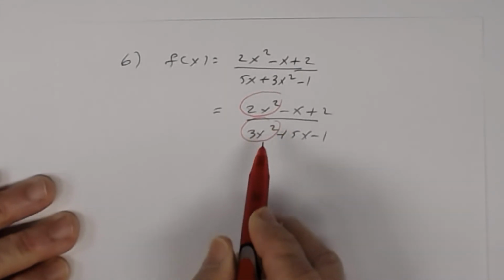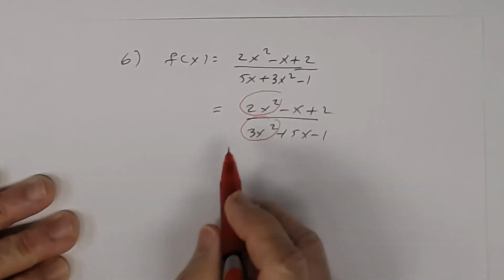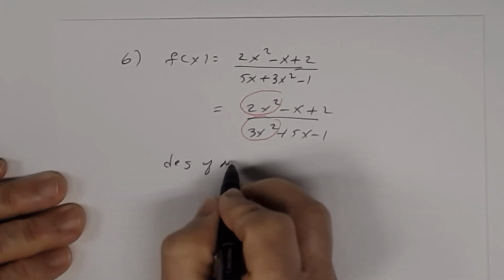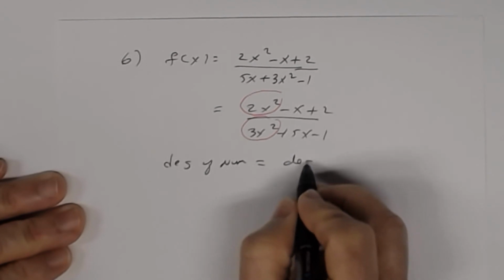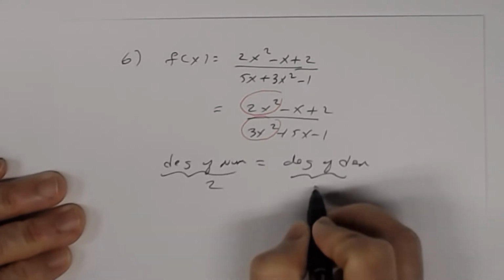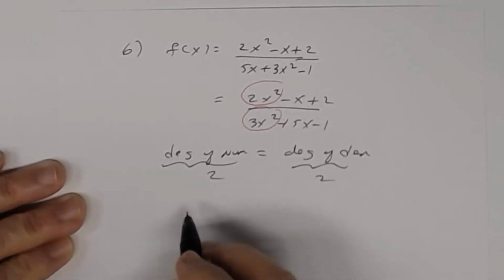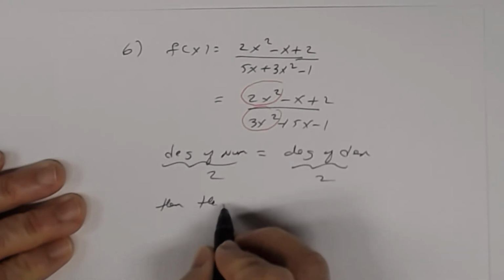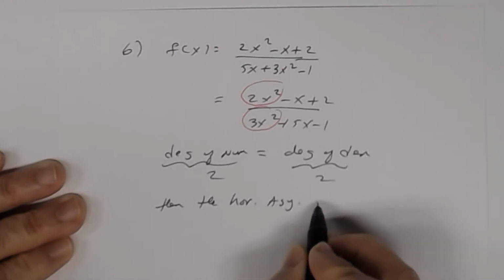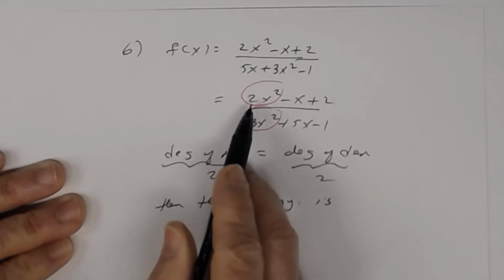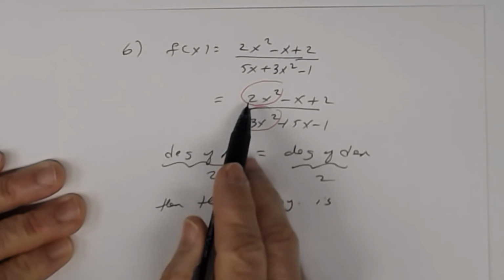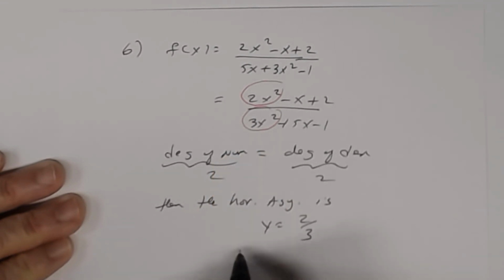So notice that the degrees are the same. The degree of the numerator is 2, equal to the degree of the denominator, which is also 2. So since the degrees are the same, the horizontal asymptote is y equal the coefficients of those leading terms. So 2 divided by 3.